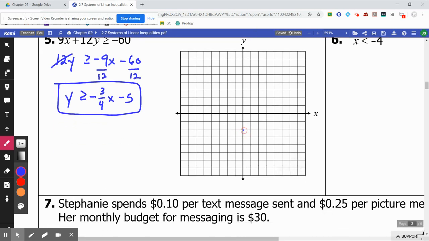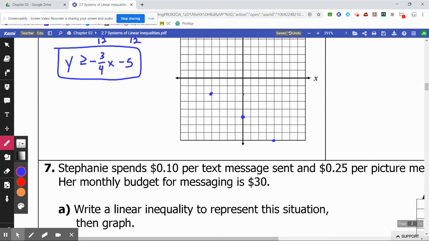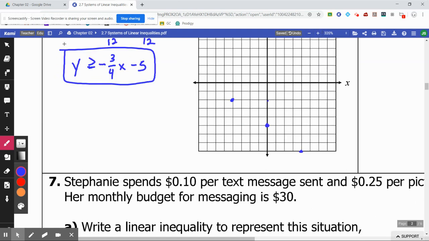Plot your y-intercept, 1, 2, 3, 4, 5. Negative 3/4 is your slope, so you're going to go down 3, 1, 2, 3, right 4, or up 3, 1, 2, 3, left 4. So that's a negative slope, checks out. The or equal to tells you my line is going to be solid. I'll put another dot right there. So a solid line, there you go.